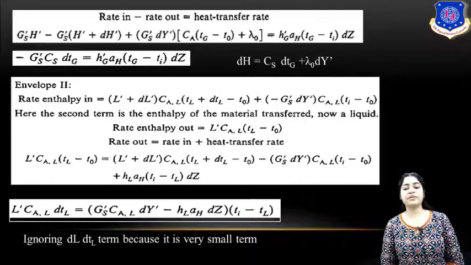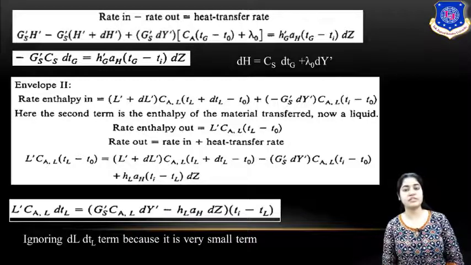Now substituting the differential form of specific heat, that is equal to Cs into TG plus lambda 0 into dY'. Revise here the concept of specific heat. We studied the formula. Now differentiating that formula and substituting in the above equation of enthalpy balance, you get the final form as minus GS' into Cs into dTG is equal to hG' into Ah into delta T into dz, right? So that was the enthalpy balance in your envelope 1 for your gas only.